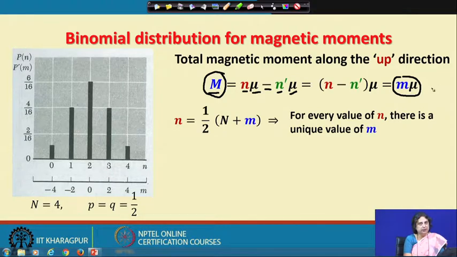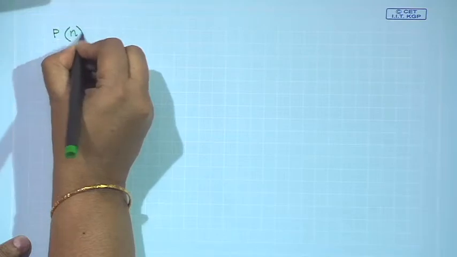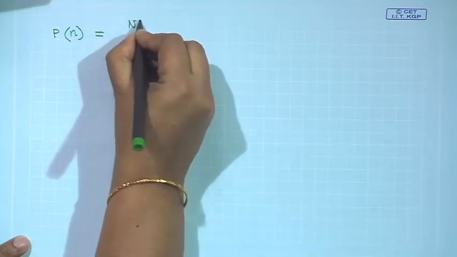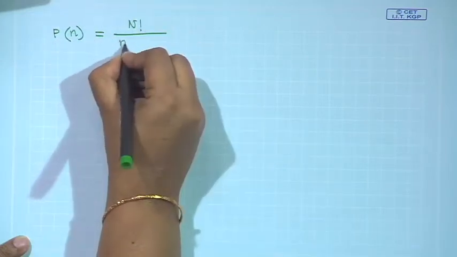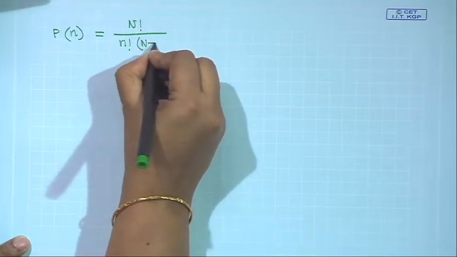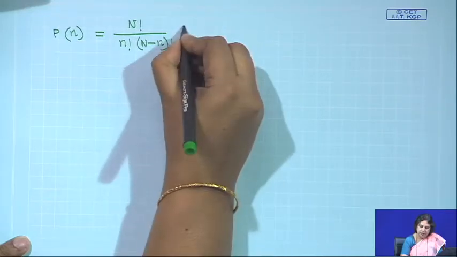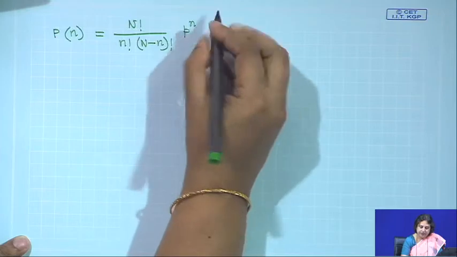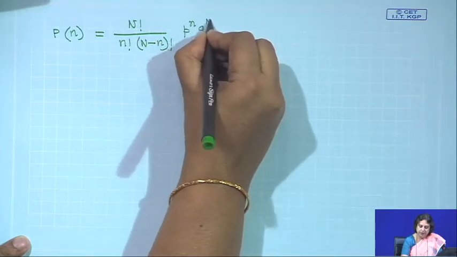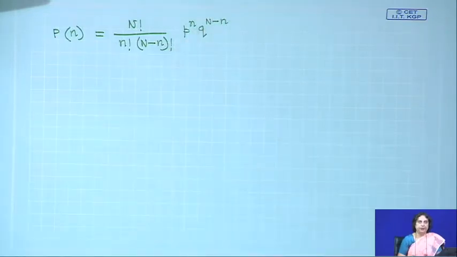So, the total magnetic moment now is given by small m into mu, where mu is the associated magnetic moment for each particle. Now, I already know what P of n is, and P of n is given by capital N factorial divided by small n factorial into capital N minus small n factorial, into p to the power of n into q to the power of capital N minus small n.